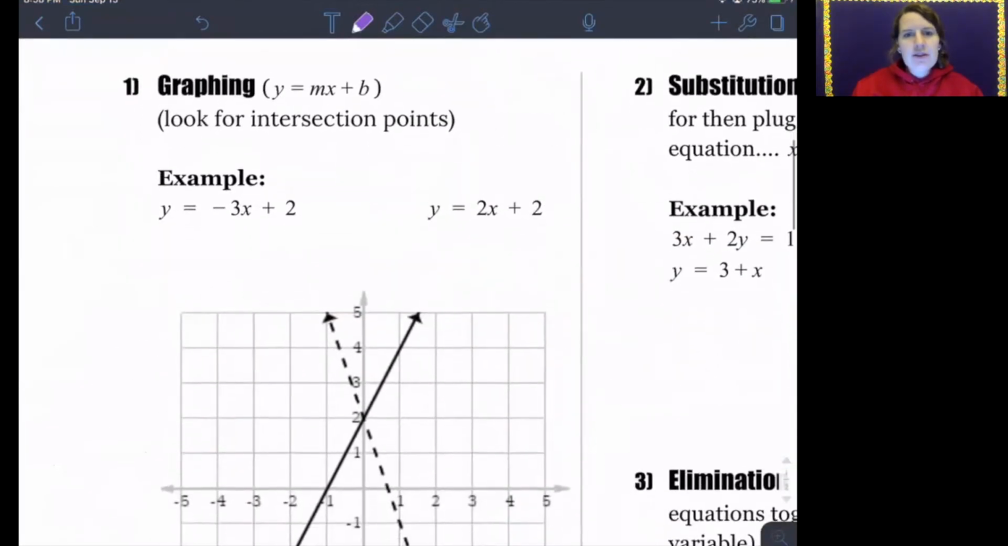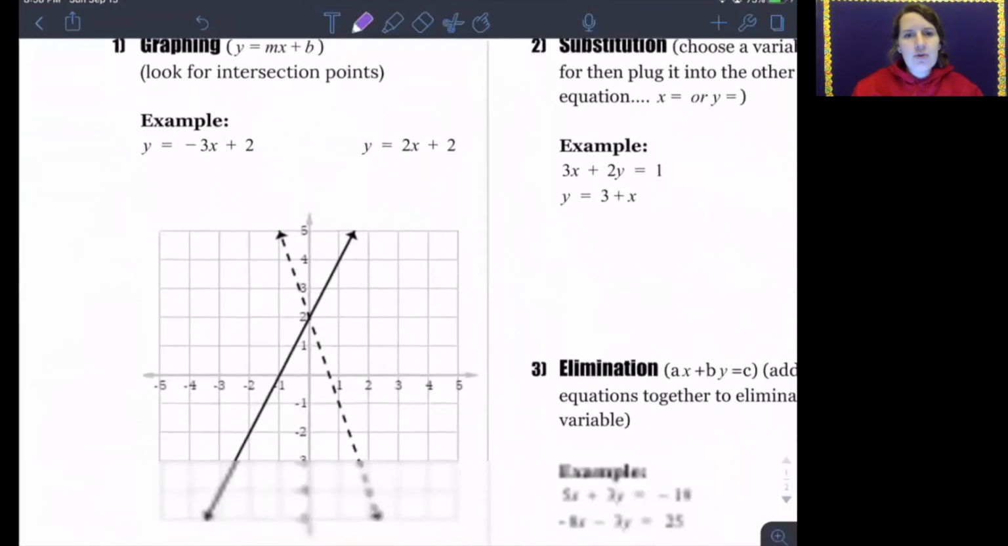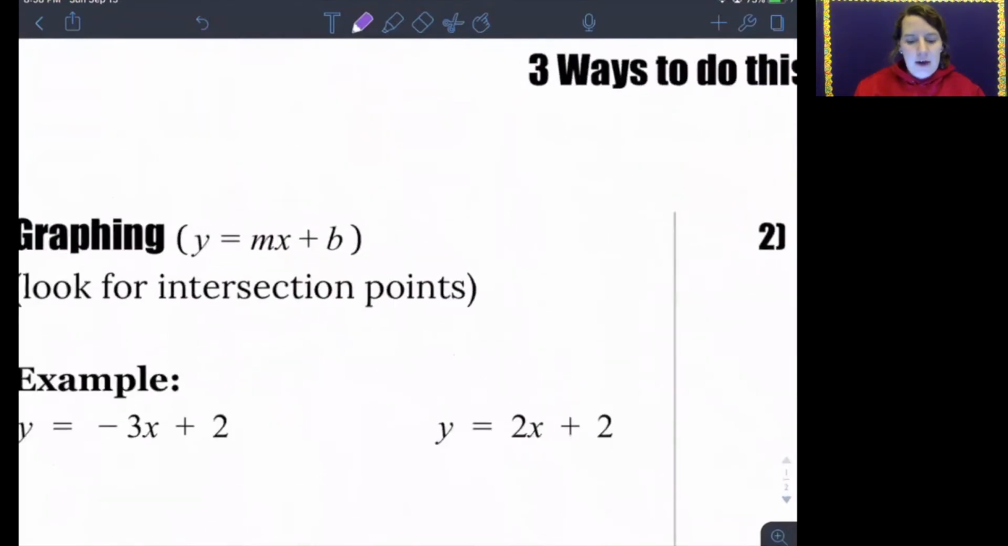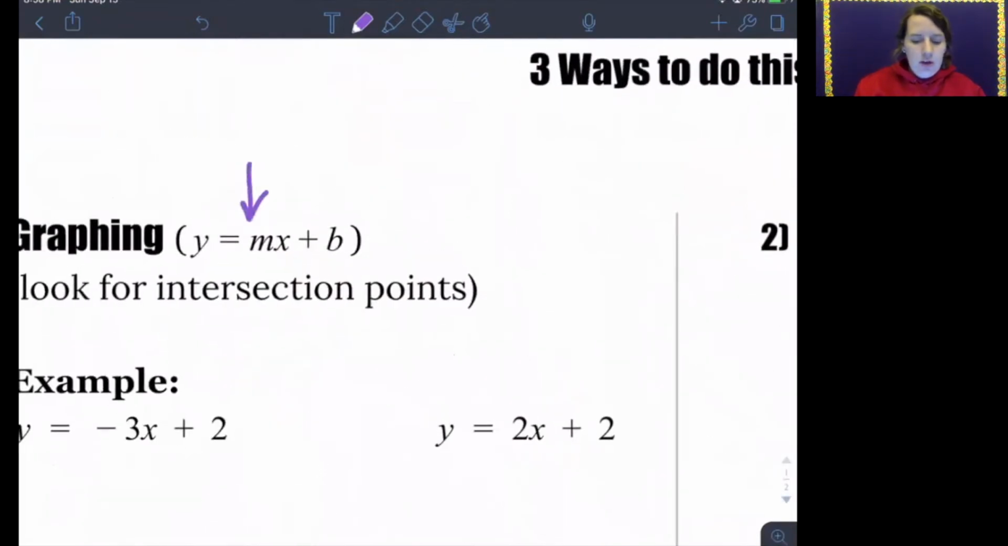If we look at this first example on your notes page, you see that we have two equations, y equals negative 3x plus 2 and y equals 2x plus 2. Those are both already in slope-intercept form, y equals mx plus b. You probably remember that from Algebra 1. Your slope is the m, and your y-intercept or starting point is the b.